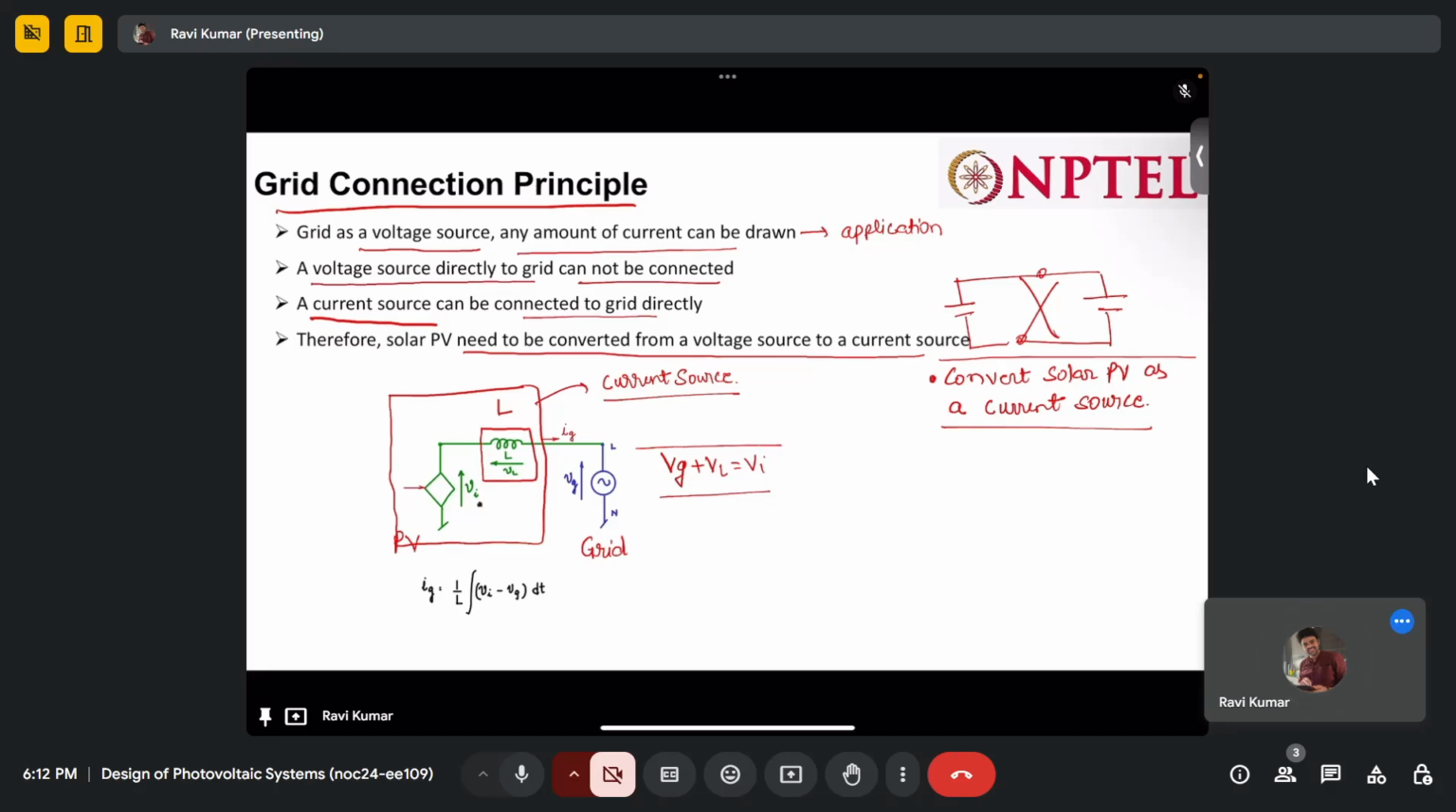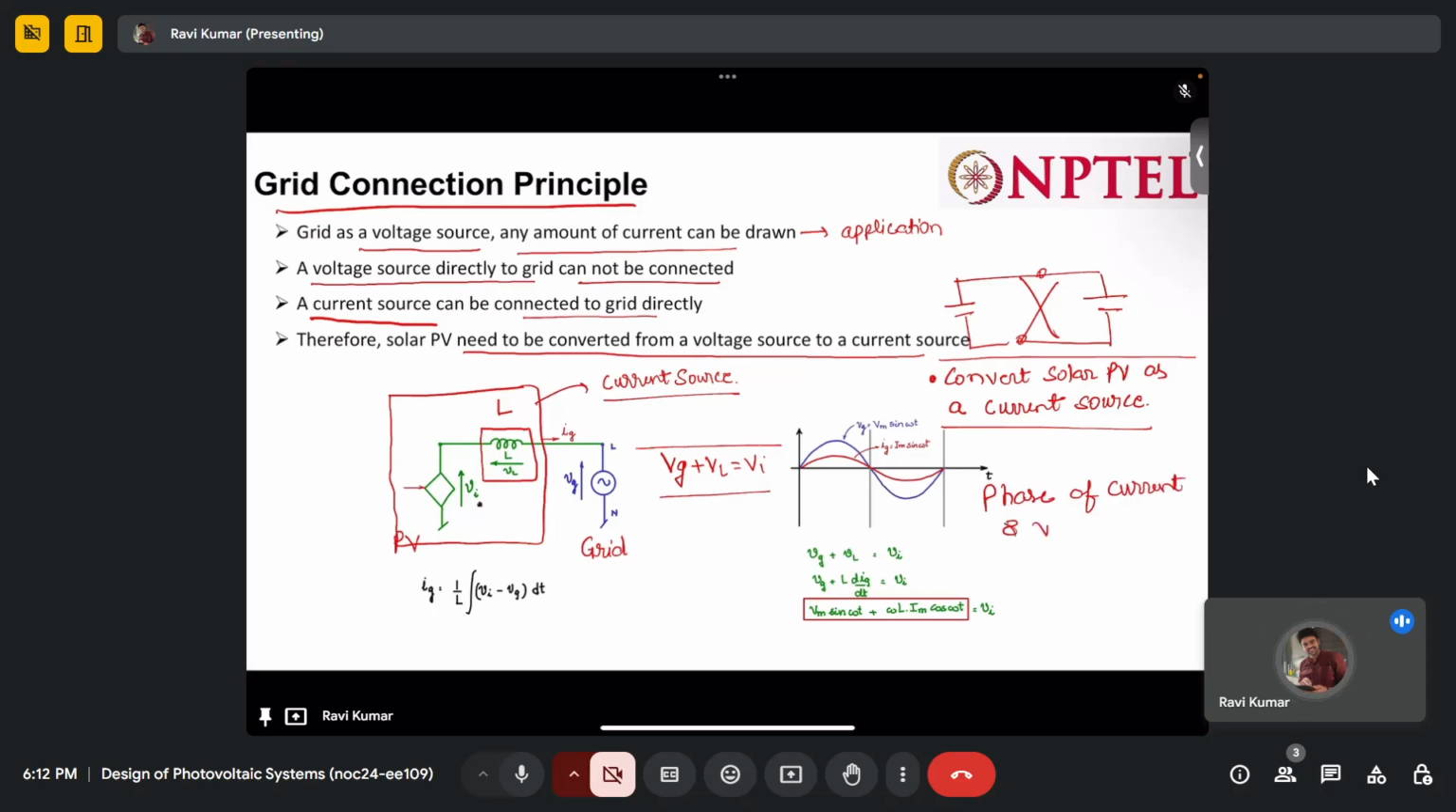There are also two important things, like the phase of current and voltage. The phase of current and voltage should be the same, and only then can maximum power be obtained. Using this relation, Vg by Vn, if we do some mathematics, this is the condition which needs to be fulfilled by this Vi, that is, the PV source.